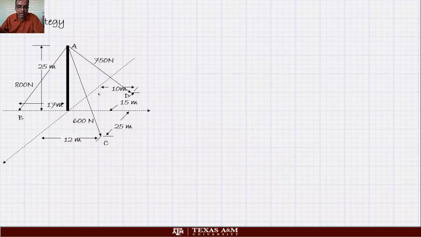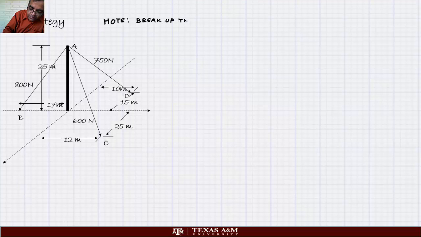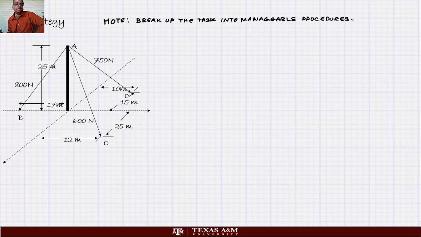Before we start, as usual, strategy. The higher order thinking skill here that I want you to learn is to break up the task into manageable procedures. That's the higher order thinking skill here. So let's look at it.